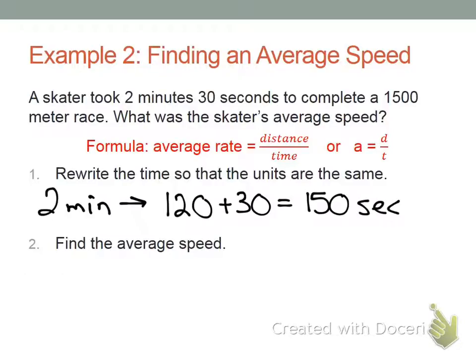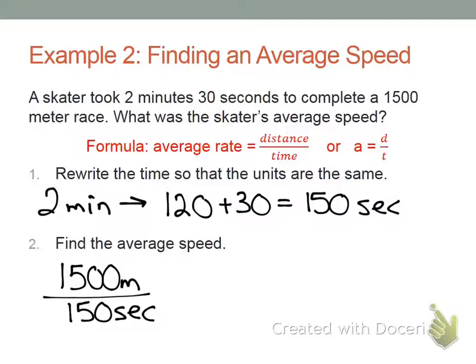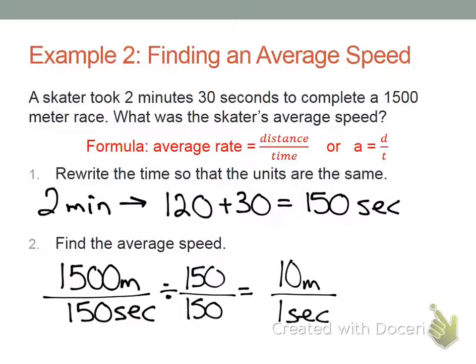Okay? Now that my time is in one unit, I can write it in my ratio. What was the distance? 1,500 meters over time, 150 seconds. All right, go ahead and find the unit rate from there. So what do I divide top and bottom by? 150. Whatever's in my denominator, I divide top and bottom by 150, and that equals what? 10 meters per second.